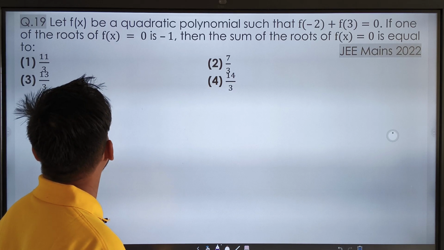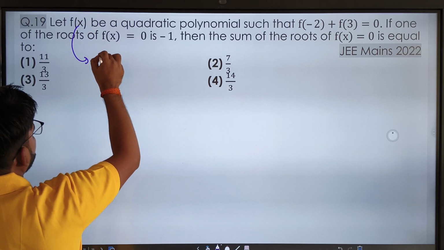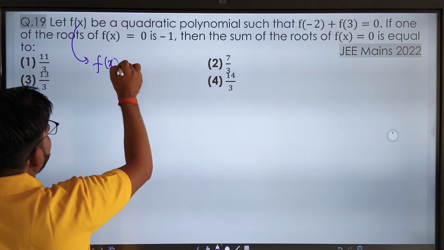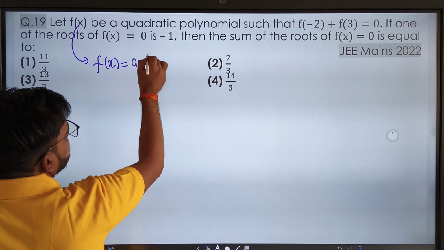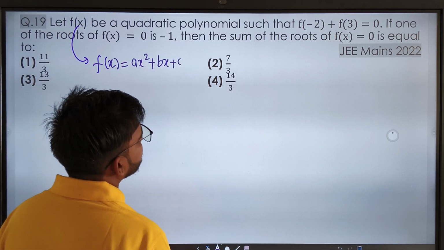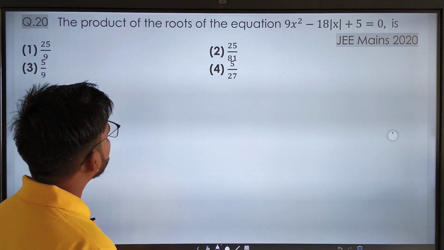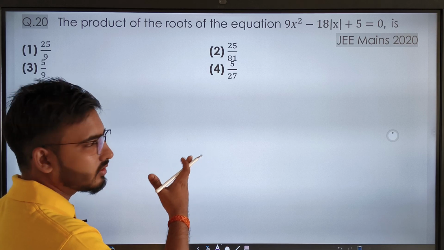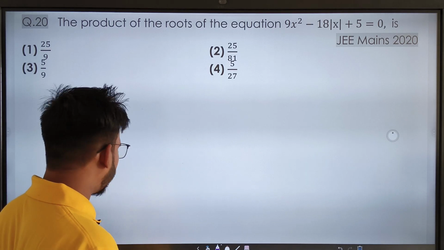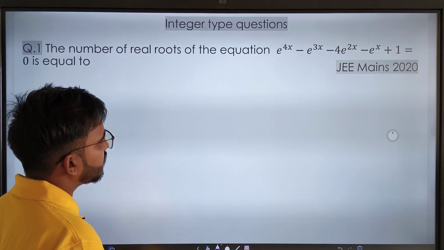In this case, you should simply assume a quadratic polynomial. Let f(x) be ax square plus bx plus c, and for this, these conditions are given. The product of roots of the equation. So I think again we'll solve this by using the same approach. The number of real roots of the equation.